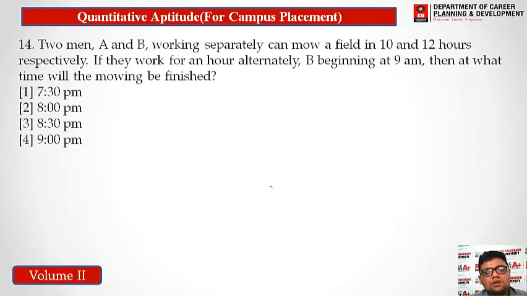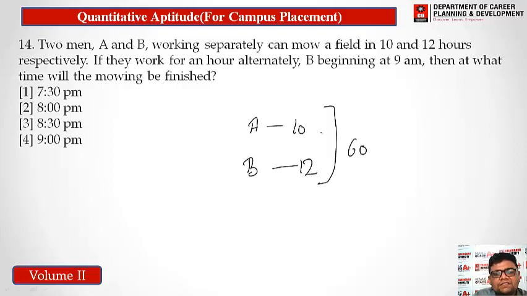This question says, two men A and B working separately can mow a field in 10 and 12 hours respectively. If they work for an hour alternately, B beginning at 9 am, then at what time will the mowing be finished? We have to tell the time at which it will be finished. Now A can do it in 10 hours, B will do it in 12 hours. We know LCM will be 60, efficiency of A will be 6, efficiency of B will be 5.